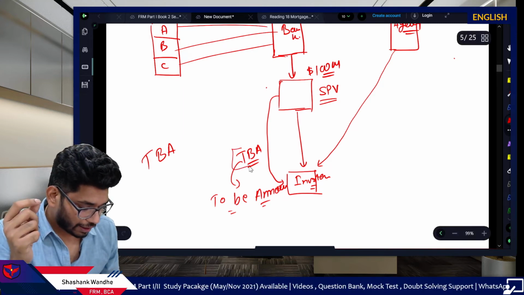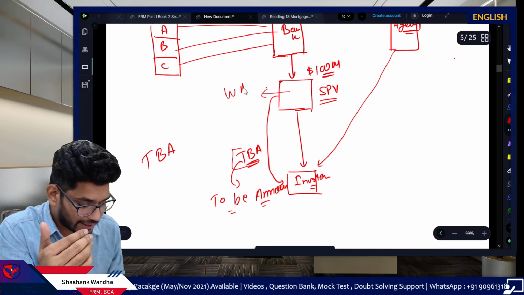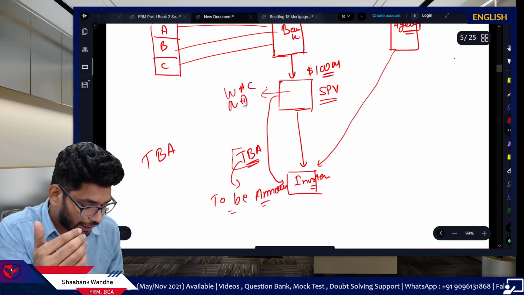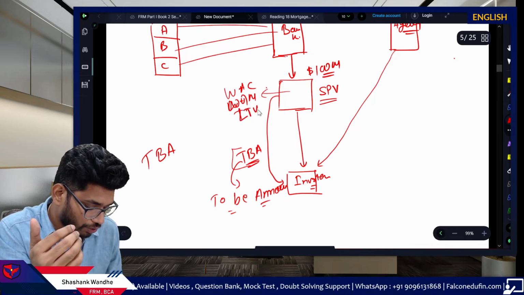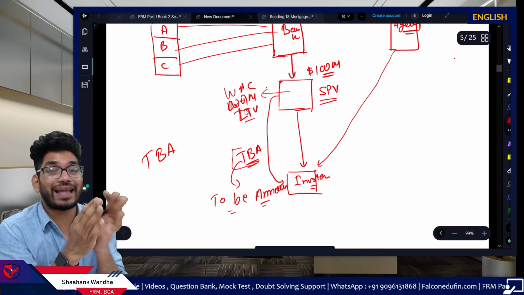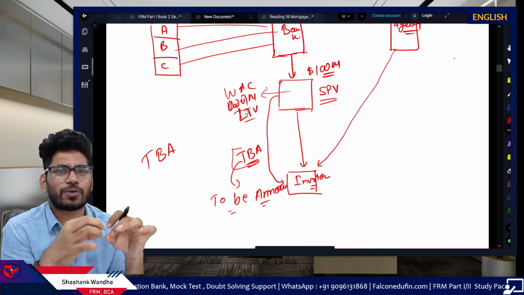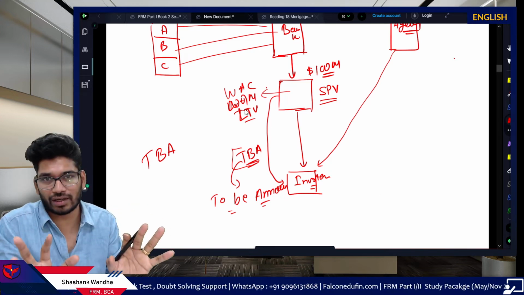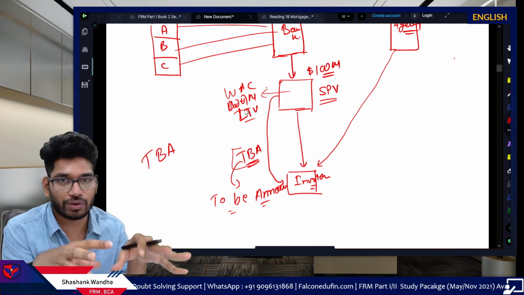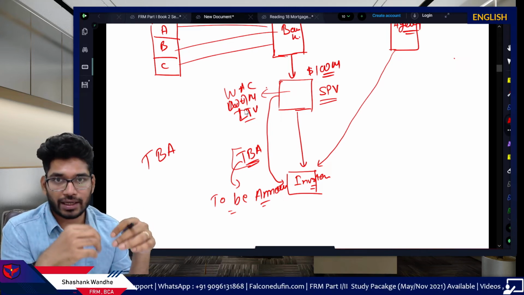This TBA won't mention the structure of the pool, like the WAC, WAM, or LTV, loan to value ratio. All this information is not provided. The exact structure, the composition of the pool, is not provided. The bank will provide the general criteria, the approximate structure we are planning to create, and you have to invest in this, and this is the percentage or the coupon rate.